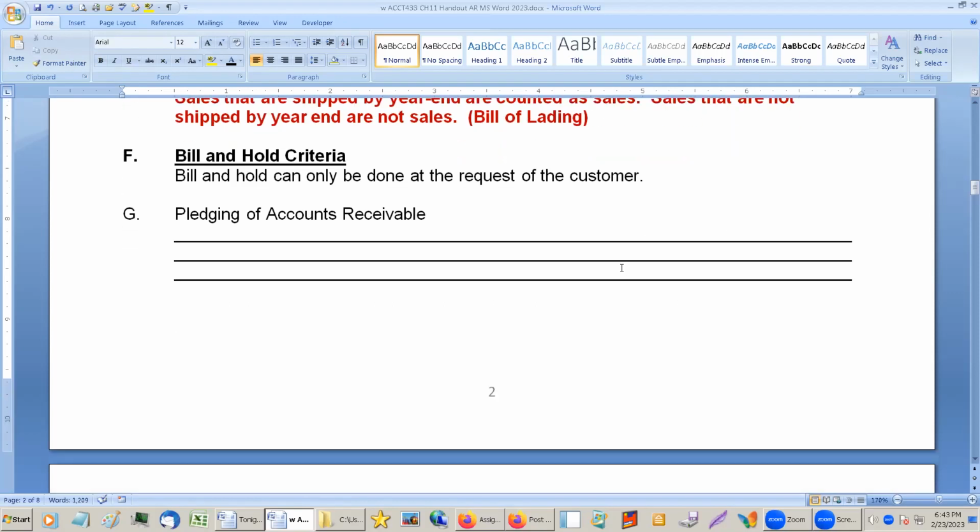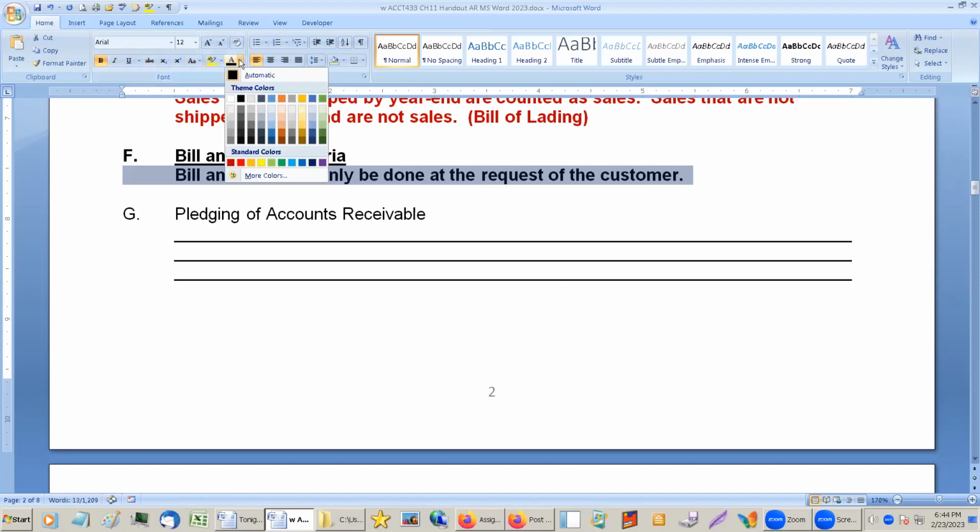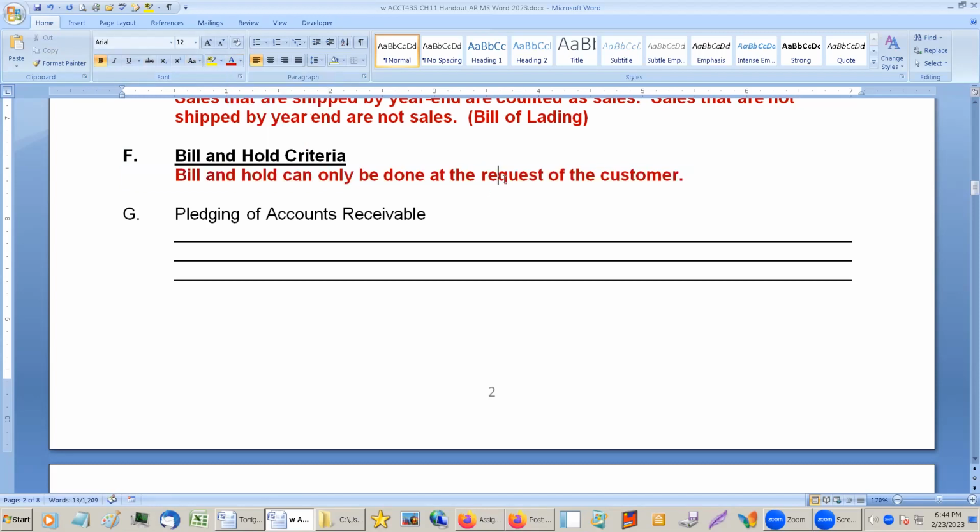You want to be down to the request of the customer. There's more criteria than that. I'm not going to get into it. It has to be, it can't be, you know, that they're locked into it. They have to pay for it no matter what, even if it's not delivered. And there's a bunch of other stuff in there. But basically, it's not at the request of the customer.